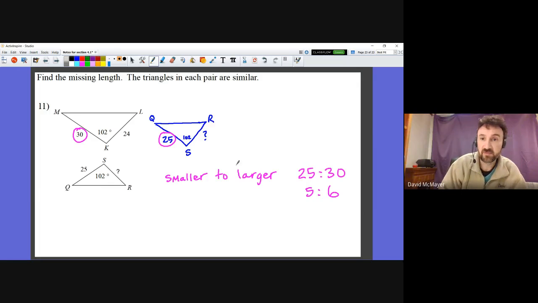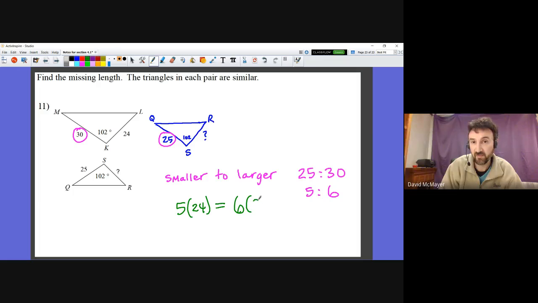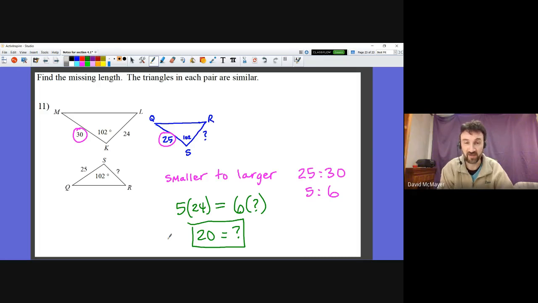We can use that idea to find this question mark. I know that using this scale factor, that 5 of the larger triangle would have to be exactly the same as 6 of the smaller triangle. And 5 times 24 is 120, divided by 6, 20. We can find that length.